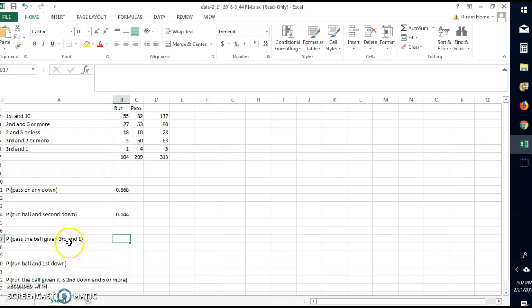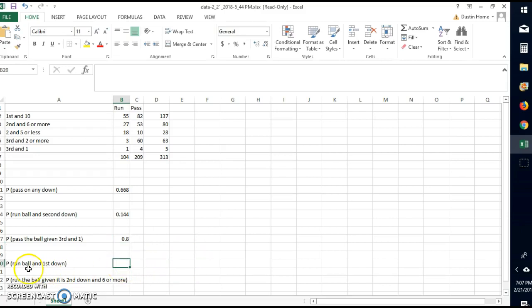Okay? Now, looking at the next one, the probability that I will pass the ball given third and 1. When it's listed like this, you want to go up to where it is third and 1, and we're saying that we're only looking at third and 1. So how many times total do we have at third and 1? 5 times. How many of those 5 times did I pass the ball? 4 times. So 4 out of 5 is 80% of the time, 0.8.